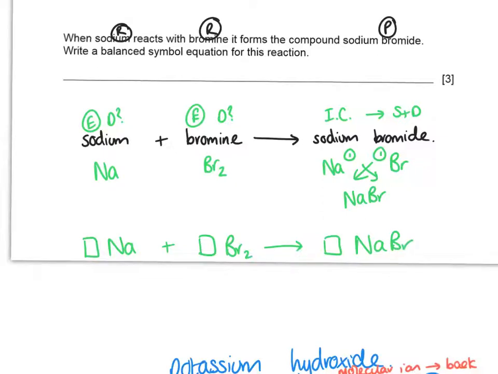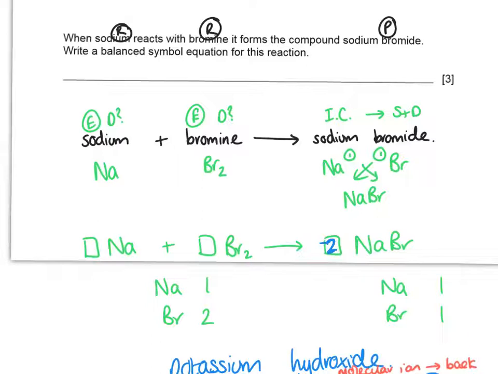All I have to do now is balance. And this is quite a simple equation to balance. I've got sodium and bromine on the left and sodium and bromine on the right. How many sodiums do I have is 1. How many bromines do I have on the left is 2. How many sodiums do I have on the right is 1. And how many bromines on the right is 1. So I need another bromine on the right hand side. So I'm going to put a 2 in this box here.